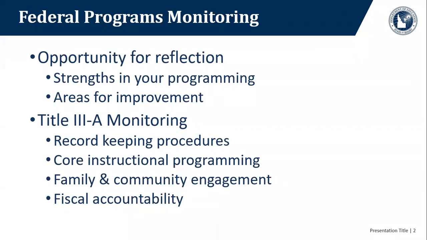And also we take this federal programming time monitoring to look at areas for improvement. So where there's some spaces where we can continue to improve our Title III English learner programs at your district and school levels. There are four main areas that we look at when we do Title III monitoring. So we'll look at record keeping procedures, those procedures that have to do with identification, screening, assessing, and exiting students. Then we'll look at your core instructional programming. We'll look at family and community engagement. And finally, fiscal accountability and anything that has to do with the financial aspect.